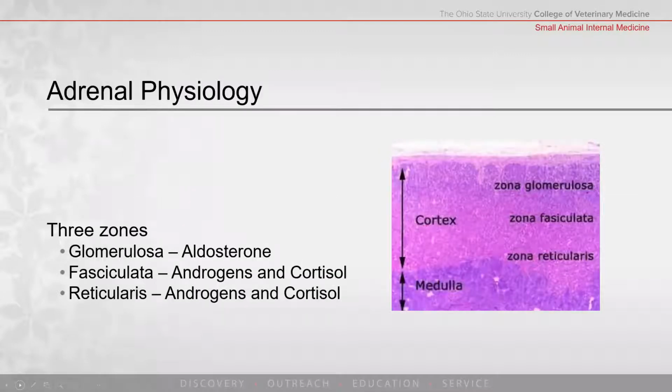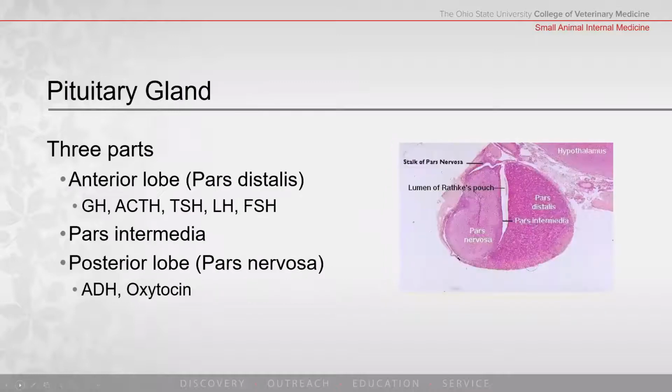It says pituitary gland. So remember, the pituitary gland has three parts: the anterior lobe, the intermediate lobe, and the posterior lobe, which I'm sure we all had to memorize at some point for some sort of an exam. But we're looking at the anterior lobe, which has growth hormone, ACTH, TSH, LH, and FSH. And this is actually where we see most of our pituitary tumors that cause Cushing's disease, because that's where the tumors originate that secrete a lot of ACTH.